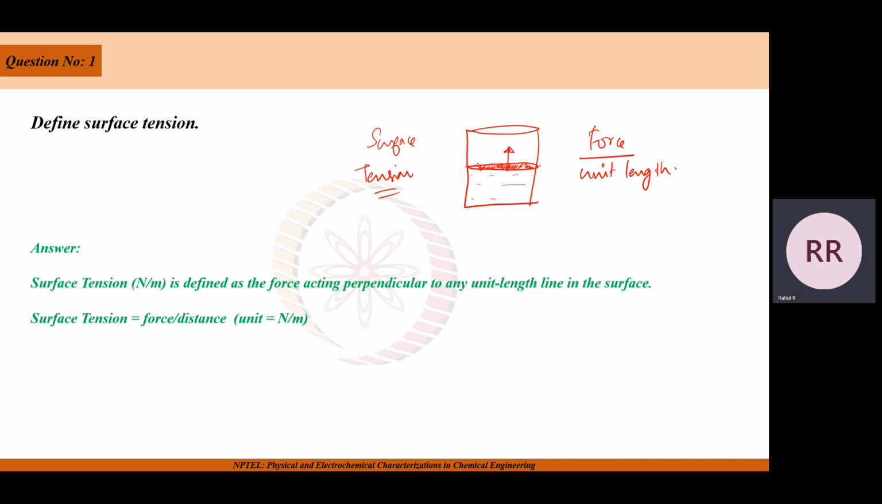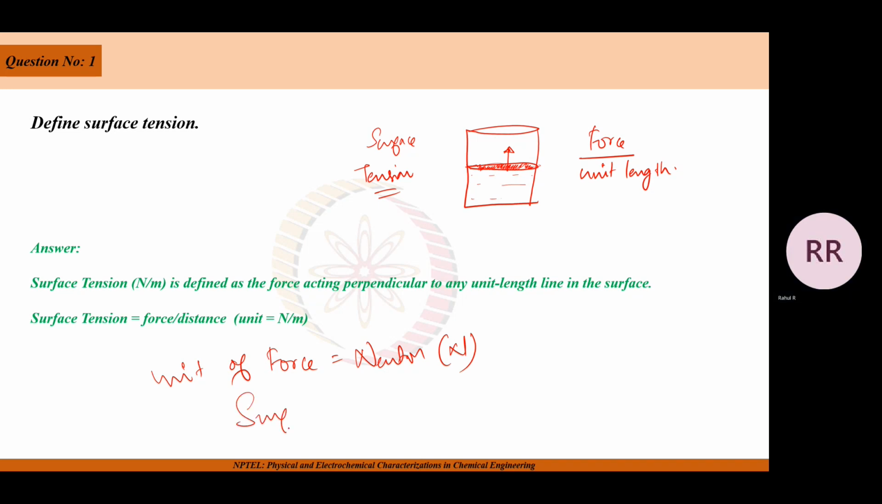So if there is some line like this, then what is the unit of time? And you can see, as I said, the unit of force is Newton, so the unit of surface tension is Newton per meter.